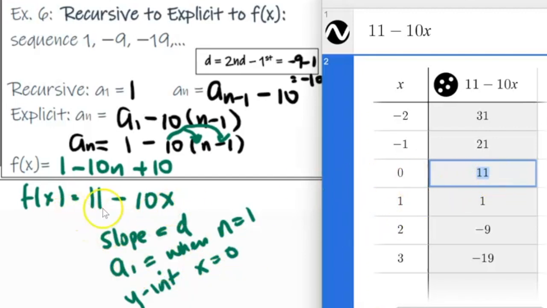So if I'm given function notation and asked to go into these two, I just need to find what my A1 is and my common difference so I can write it. So I know my common difference is exactly the same as my slope, but my first term is not where x is equal to 0, my y-intercept, but my first term is 1.